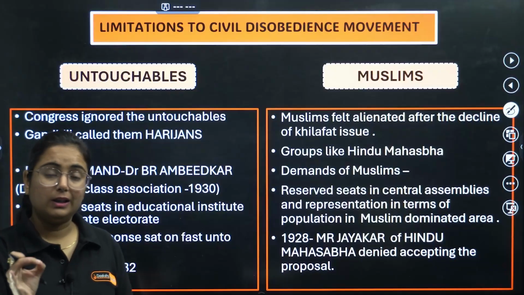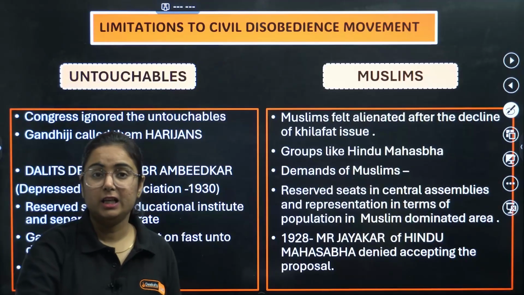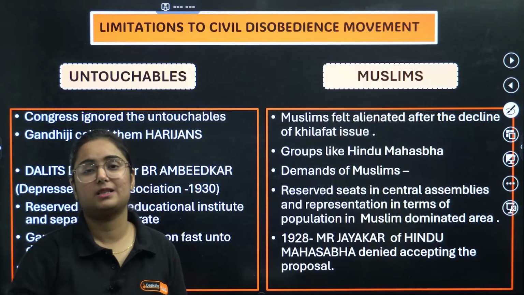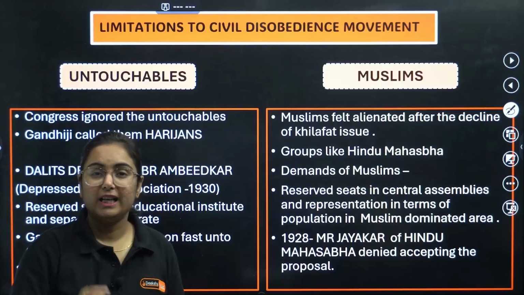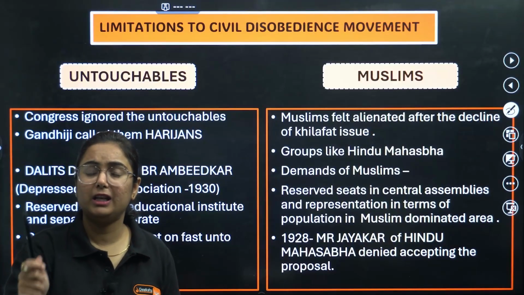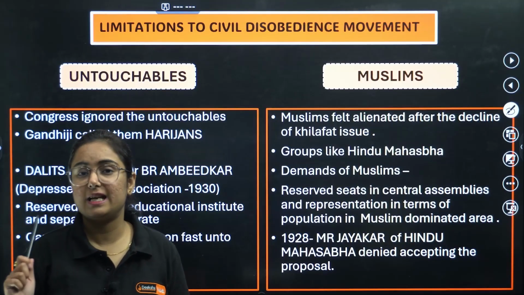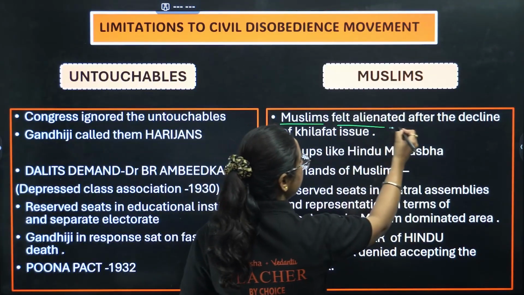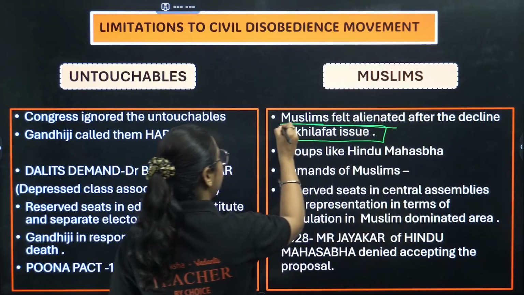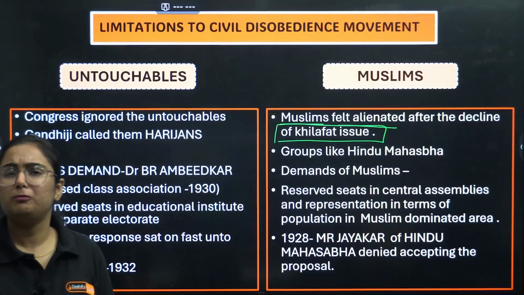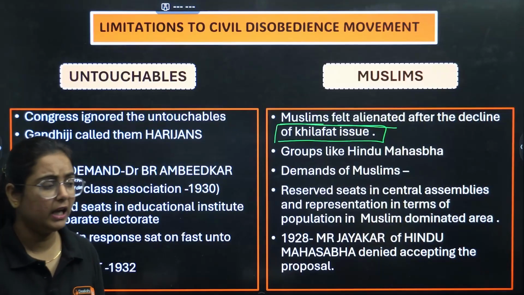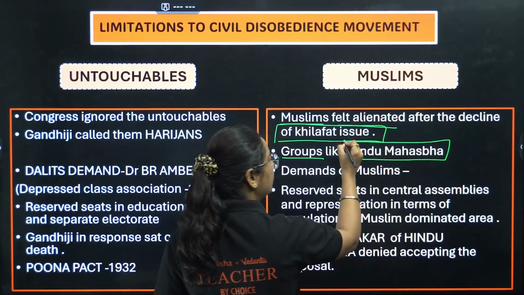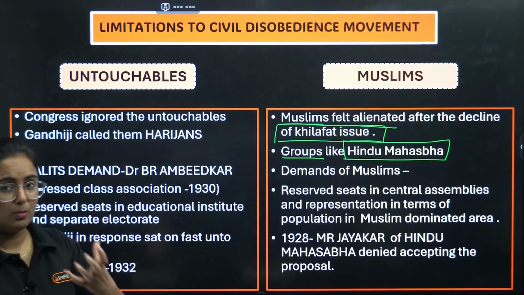Okay, we know that the non-cooperation movement was started by an issue that was the Khilafat issue, and Muslims were actively participating in the non-cooperation movement. Rather, it is said that the non-cooperation movement is a very good example of Hindu-Muslim unity at that time. However, what happened in the CDM? Now see, Muslims felt alienated after the decline of the Khilafat issue. We are aware that when we were reading about the non-cooperation movement, somewhere this Khilafat issue vanished. It was further sparked by the formation of communities or groups like Hindu Mahasabha.